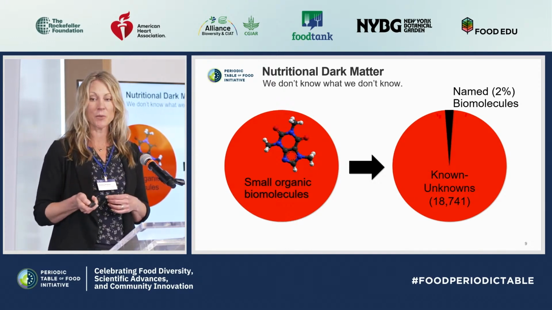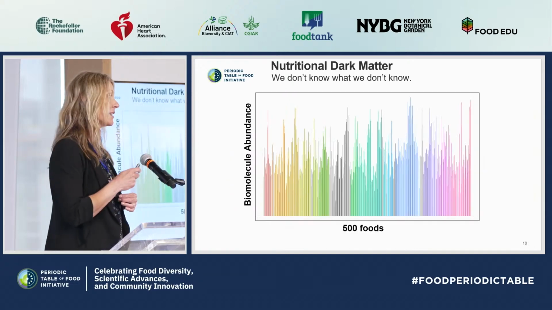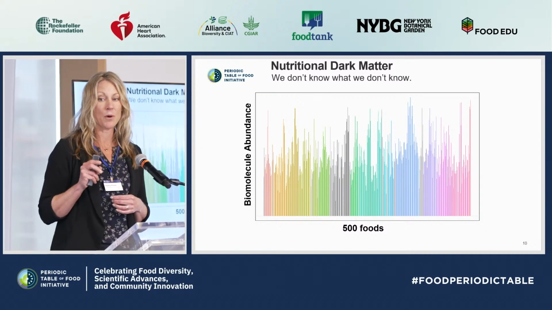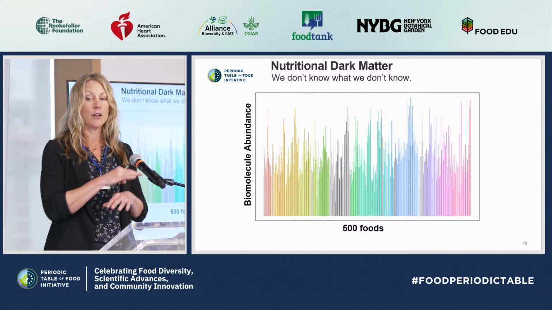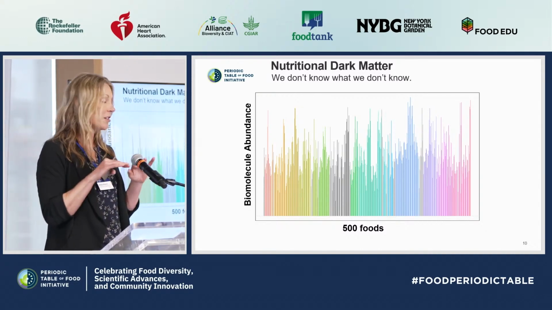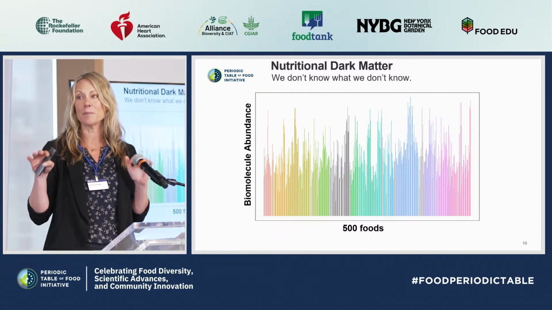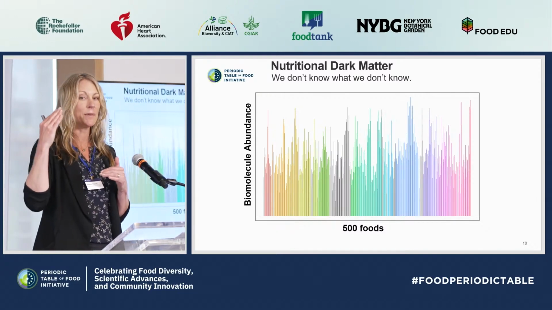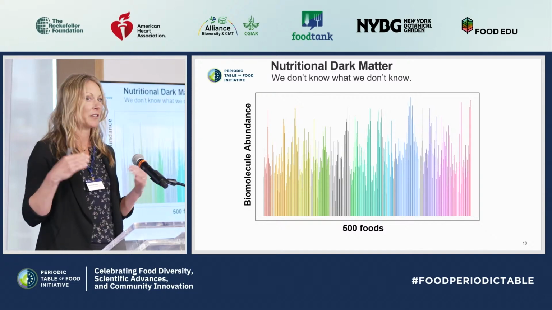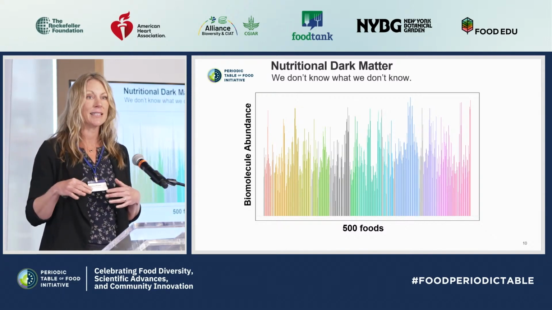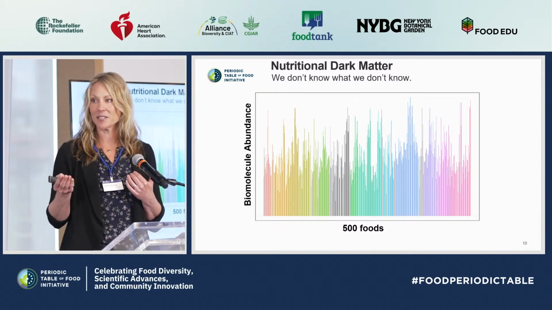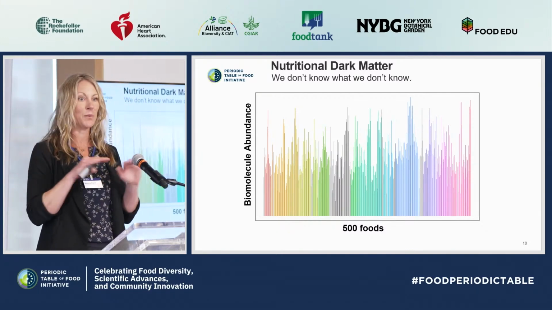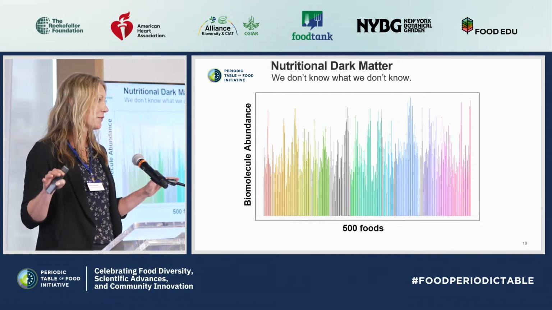I'll show you what I mean by showing some of the plots that Steve already showed, just to walk you through it a little bit more. This is an example of a plot where all of the 500 foods are along the bottom, color-coded by food type. The height of the peak represents the abundance of this particular biomolecule in each food. In this case, this was one of our internal standard compounds. We added it to every food before we analyzed it, so as expected, we detect it in every single food.